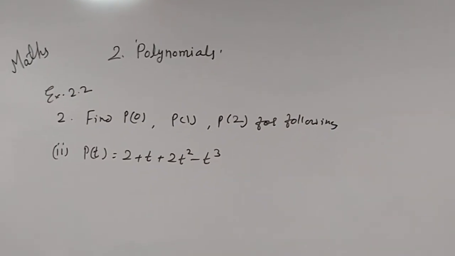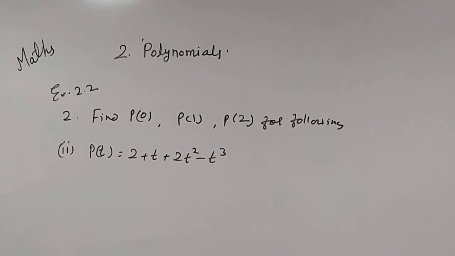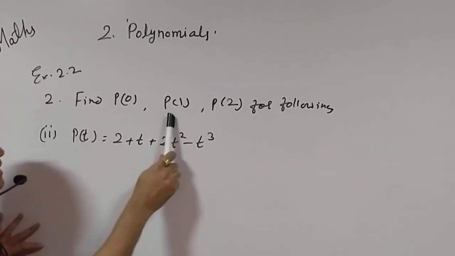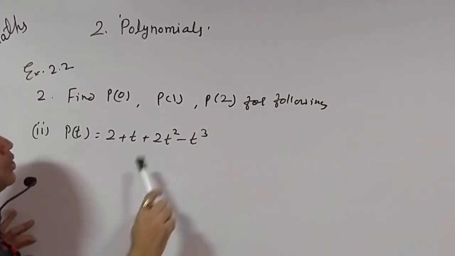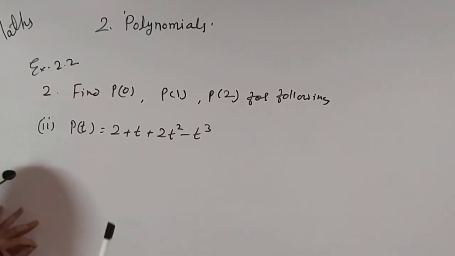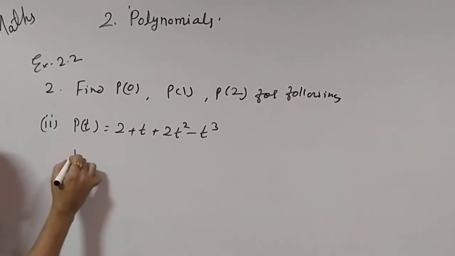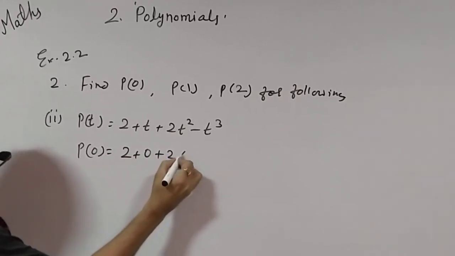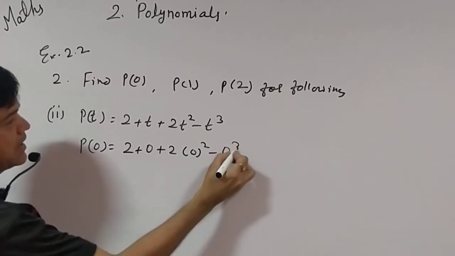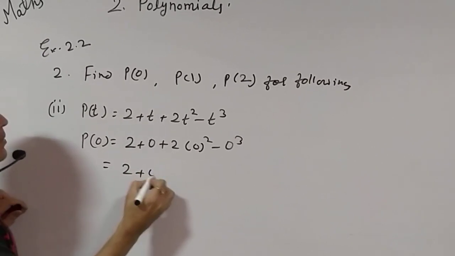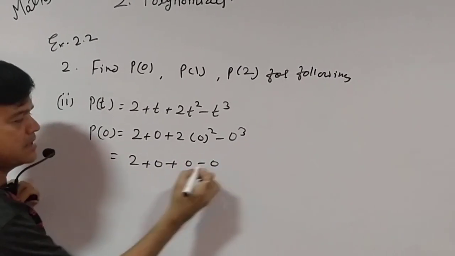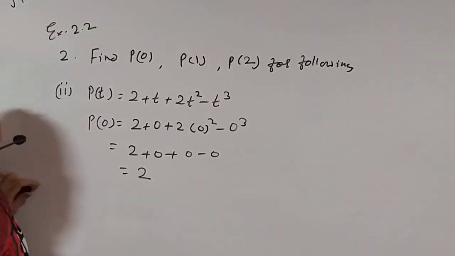See, question number 2. Find P of 0, P of 1, P of 2 for the following. Means you have to put the different values of t. P of 0 is 2 plus 0, 2 into 0 square, minus 0 cube. 2 plus 0, 2 into 0 square 0, minus 0. So the answer is 2 only.